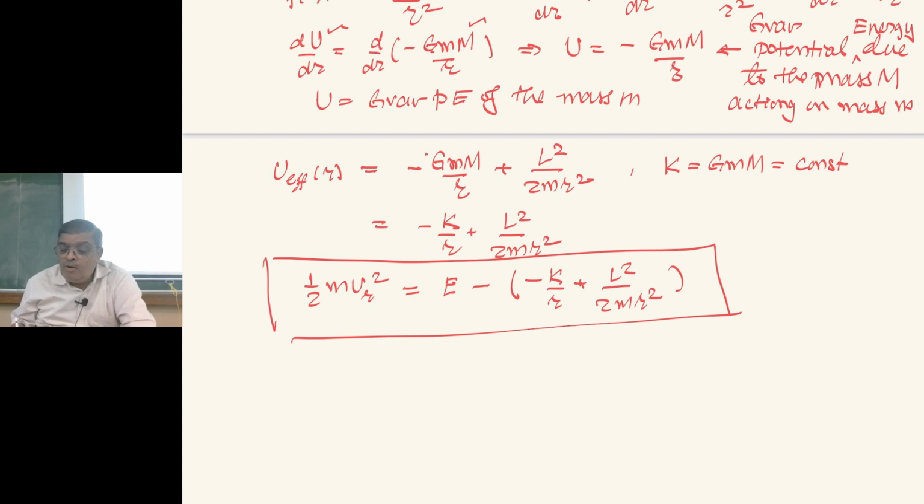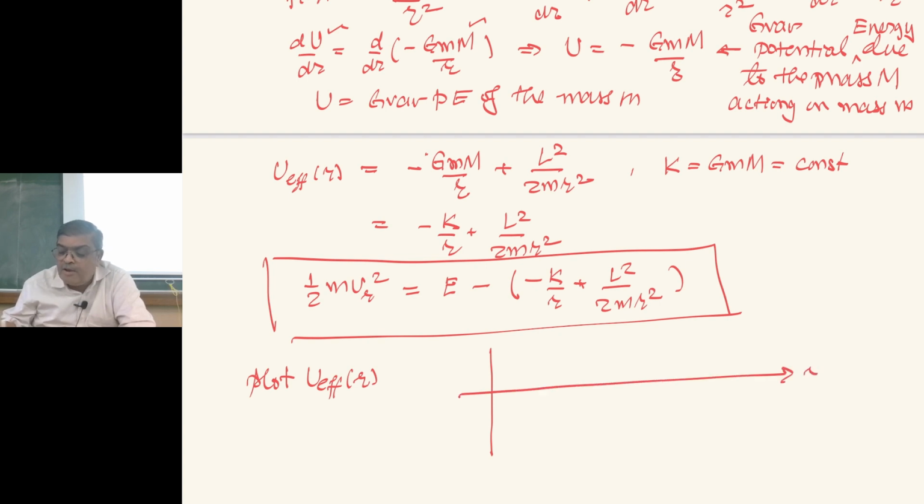Okay. So now let me try to plot U effective of R. If I plot U effective of R, there are two terms here, right? So let us say this is my R. So this minus K by R is a negative potential. Right? So therefore it has its existence entirely below the x-axis. Right? So this can be the energy axis.